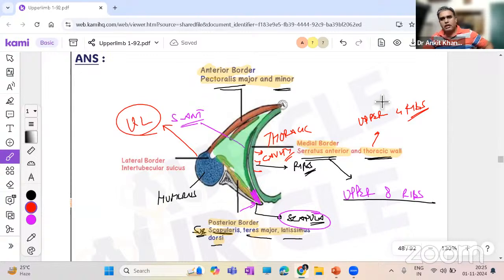Below 4 ribs, that will be on the lateral chest wall. So it is related to the upper 4 ribs only. So the medial border is this. What lies laterally? Now that is interesting. Laterally over here, we have an intertubercular sulcus.